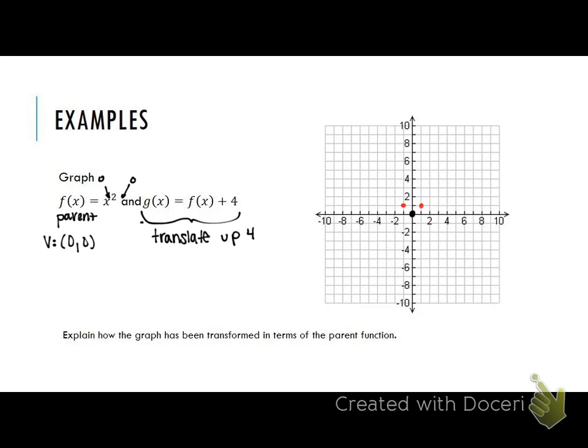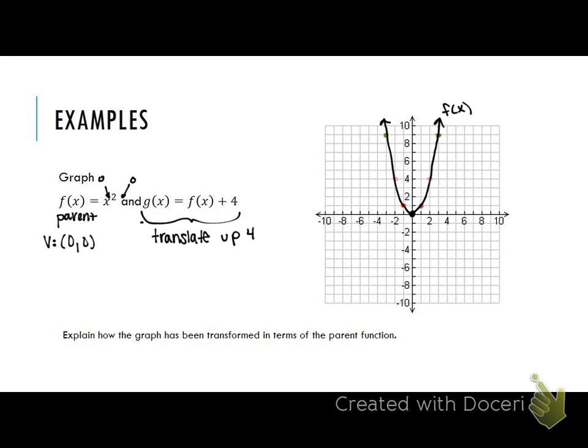If I go out 2, I go up. 2 squared is 4, so yes. If I go out 3, I go up. 3 squared is 9. So we create this parabola for our parent. So this is f of x.